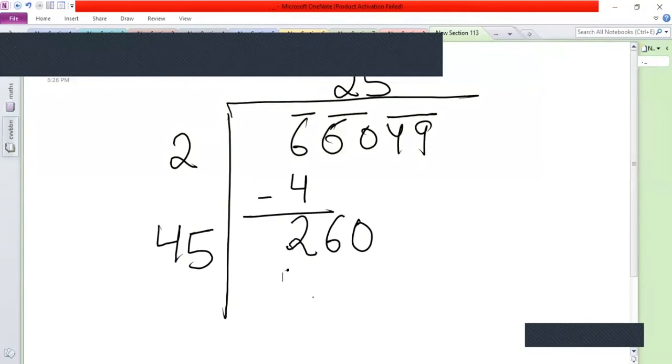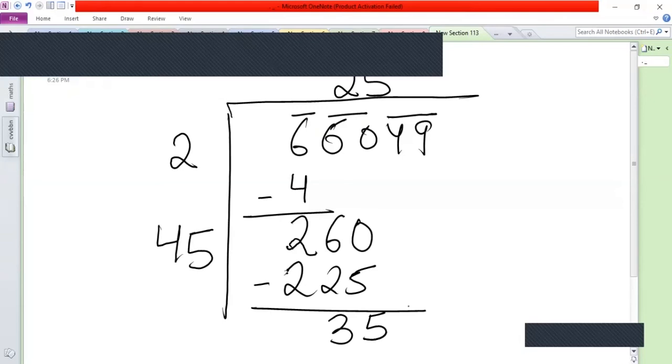Yes, ma'am. It'll still be 5. Right. So it will come out to be what? 45 into 5 is? 225. Very good. 225. And then we subtract. What is 260 minus 225? Ma'am, it'll be 35. 35. Okay. Then we have to take what?